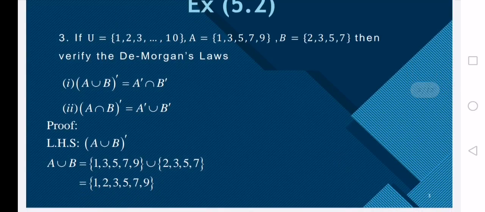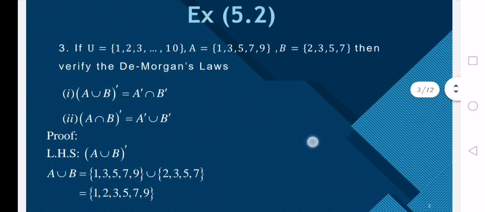Next we are going to solve the sums related to them. If U is equal to 1, 2, 3 up to 10 and A is equal to 1, 3, 5, 7, 9 and B is equal to 2, 3, 5, 7, then we are going to verify De Morgan's laws, out of which the first one is A union B whole complement is equal to A complement intersection B complement, and the second one is A intersection B whole complement is equal to A complement union B complement.